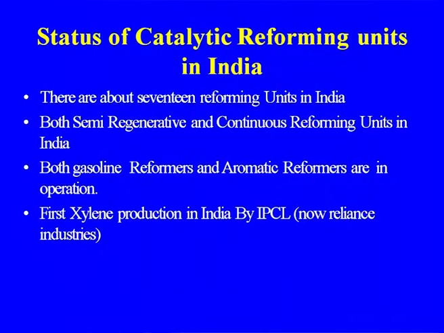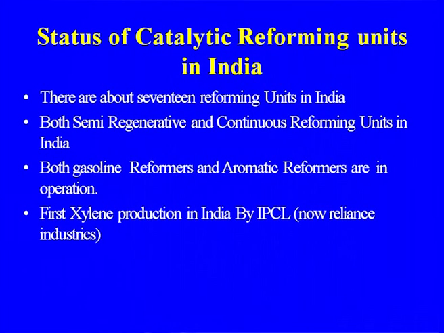So there are about 17 reforming units in India, both semi-regenerative and continuous reforming units, both gasoline reformers and aromatic reformers. Some of the refineries like BPCL, IOC Vadodara, Chennai, Cochin refinery and Haldia refinery, and in particular BRPL Bongaigaon refinery, are producing gasoline as well as aromatics. They also separate the aromatics for various end uses, as chemical feedstock for the production of a large number of chemicals.